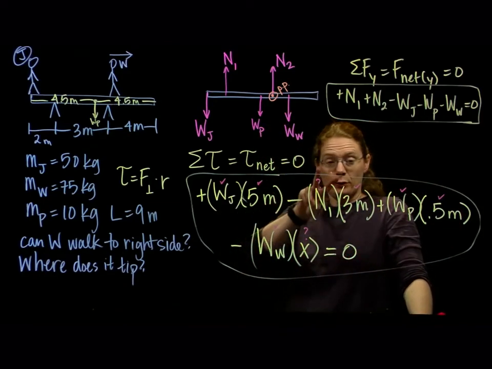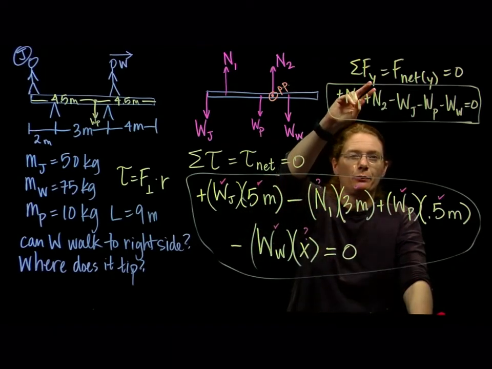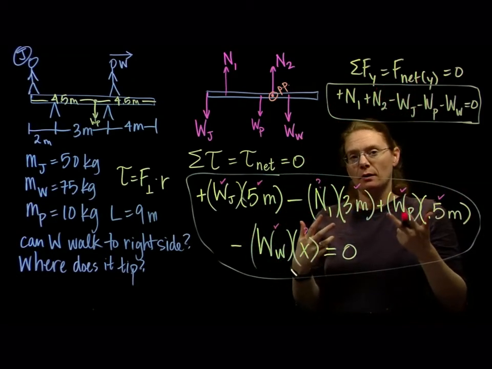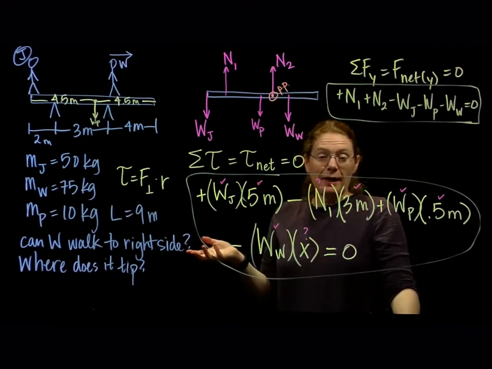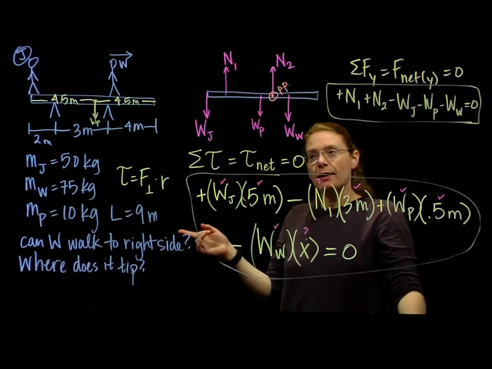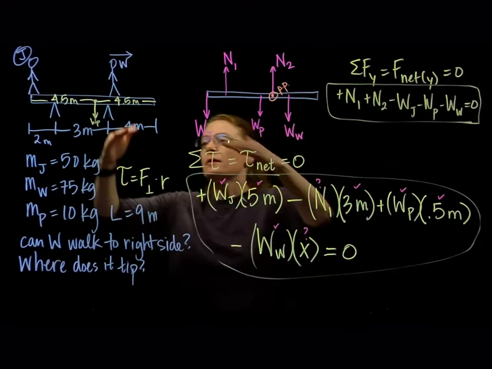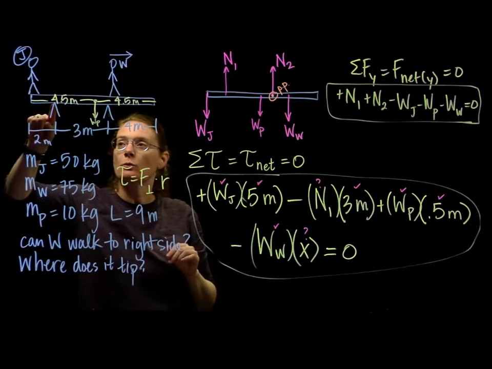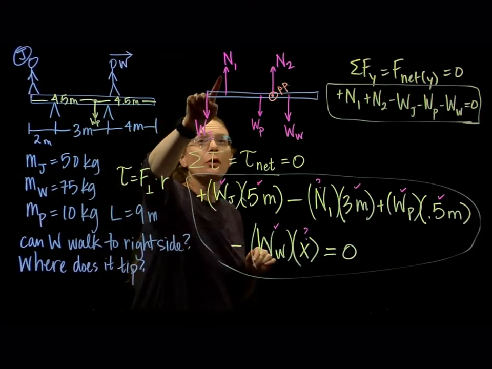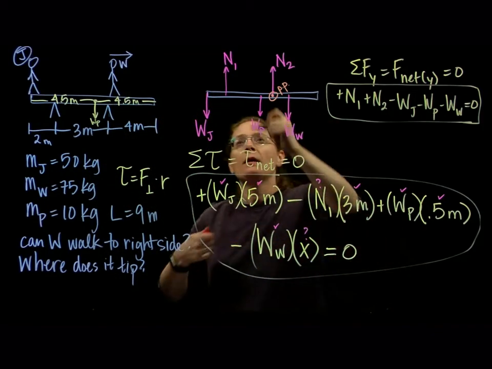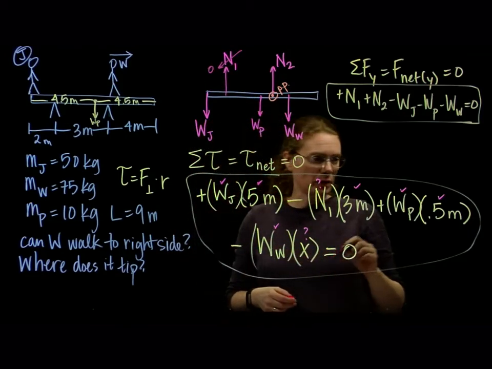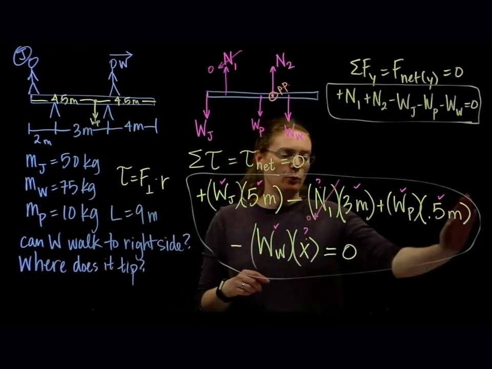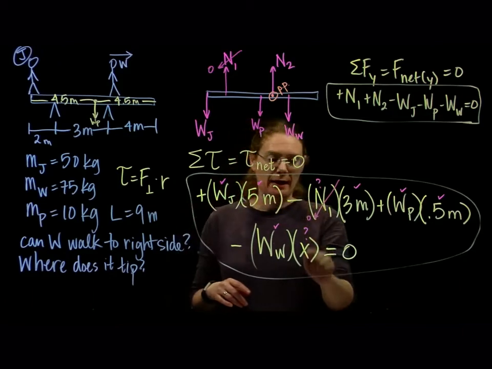So I have two unknowns. And I have another equation here, but that adds another unknown. So between these two equations, I have three unknowns. You might stop there and say, I can't solve this. But let's go back to what we said about the tipping point. When this thing is about to tip, the plank loses contact with this support. So the normal force of this support goes to 0. So I'm going to say that force goes to 0, which means this force goes to 0.